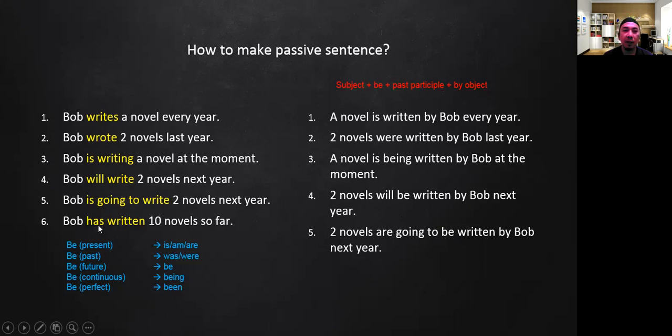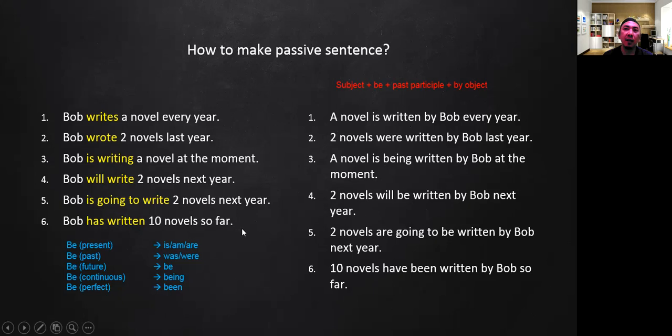Okay, and the last one is perfect. How do we know? Because it uses has and then verb 3. So to make it into passive, the object becomes the subject, and then we use have or has to show that this is perfect. And then we use been for the to be. Been and then verb 3, written by Bob.